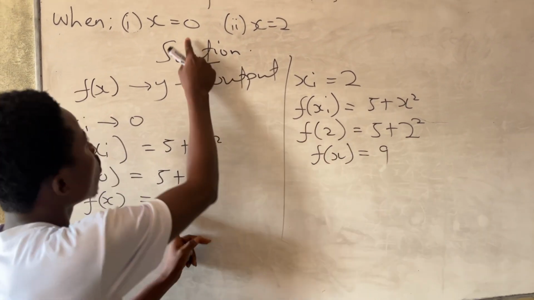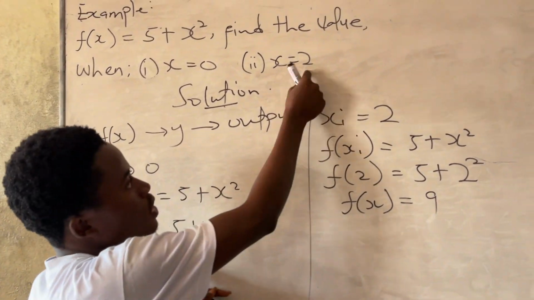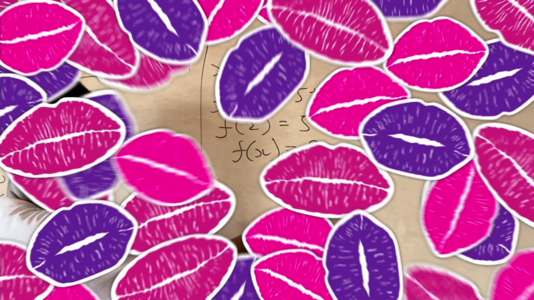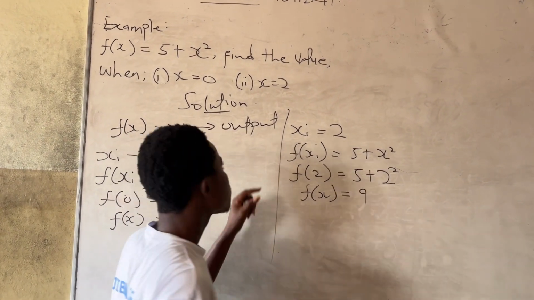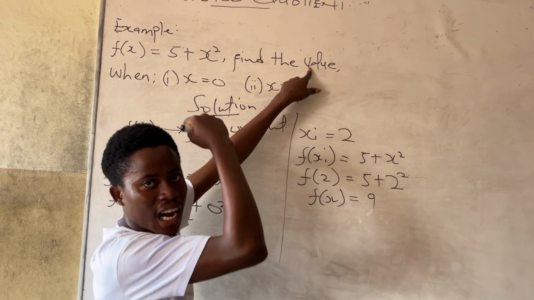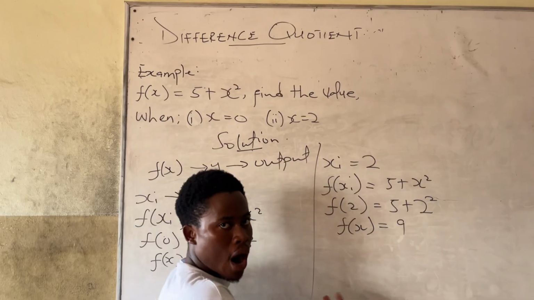Alright, so now we've already seen that this is our output. So when the input was 0, our output was 5. And when the input was 2, our output was 9. So since we have our 2 outputs, you can see that the function we've seen earlier is helping us to establish or generate our output.